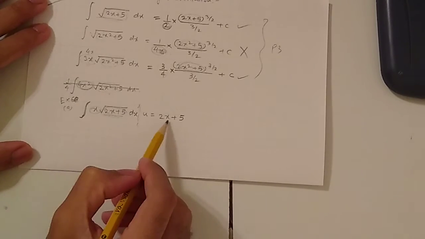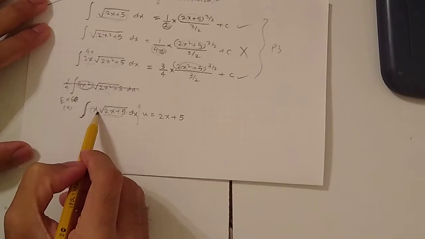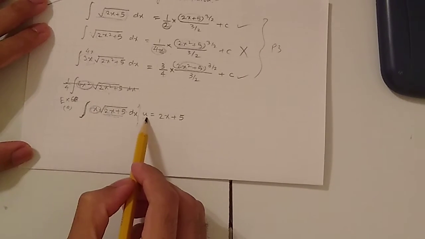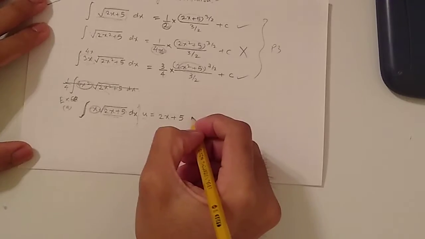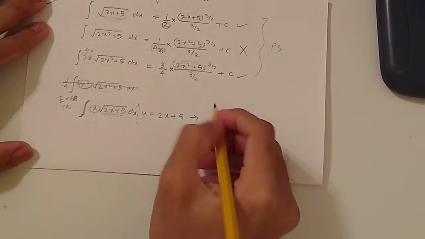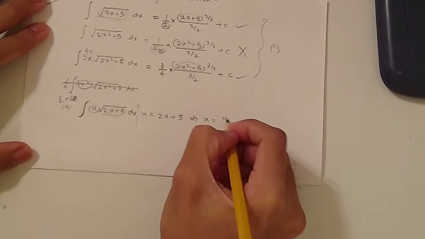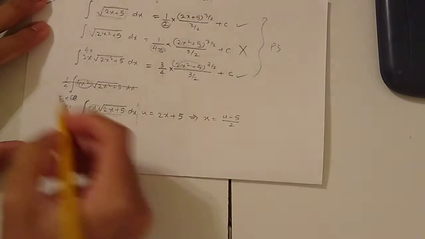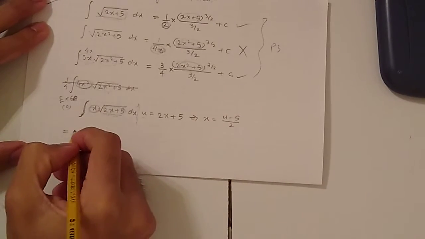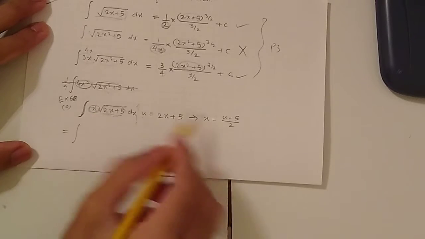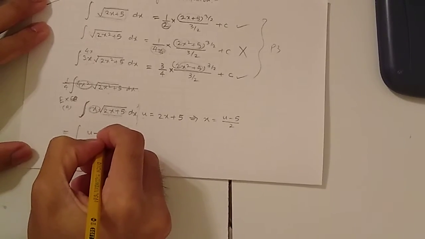In place of 2x plus 5 we can easily substitute u, but over here for x we do need something in terms of u. So the first step is to rearrange this if required. If we rearrange this, we get (u minus 5) the whole by 2 is equal to x. Now if we substitute this, we get the integral, and for x you can substitute (u minus 5) by 2.